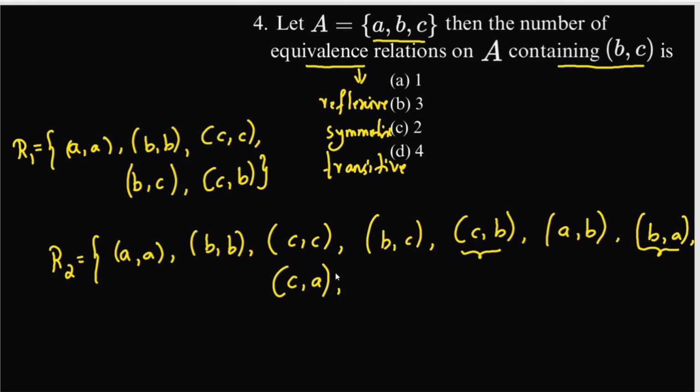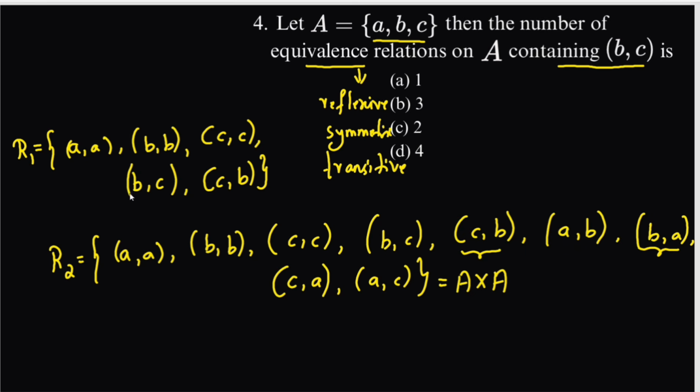But is it symmetric? No. Why? Because we only have CA. We do not have AC. So we include that as well. Correct? So this full R2, whatever we have written, is nothing but A cross A. Correct? So these are the only two possibilities. This is the minimum possibility of using the elements and this is the maximum possibility. So these are the only two possibilities that we can write for finding the equivalence relations for this set A.